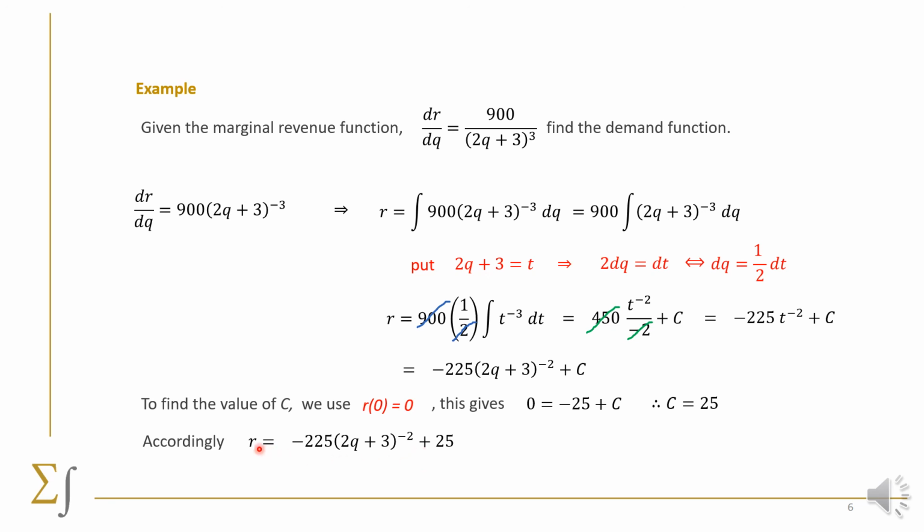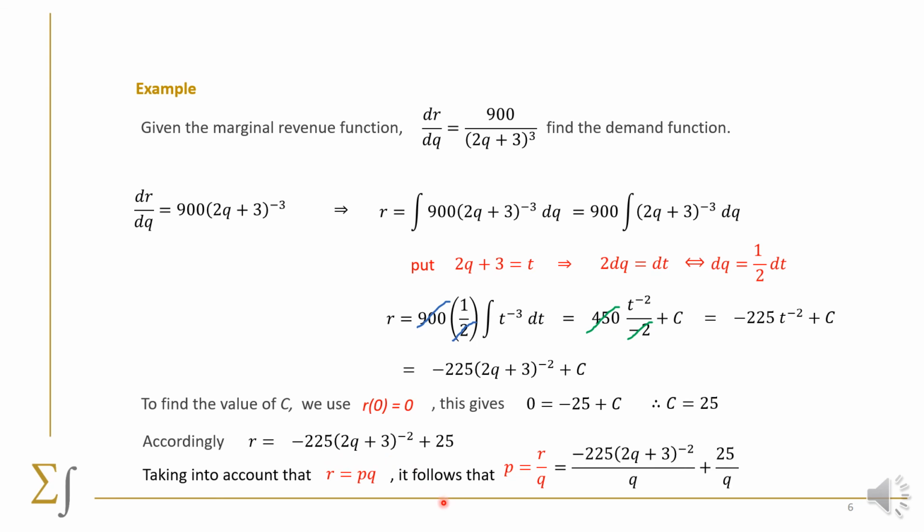And now we want the demand equation, so we replace this by PQ. We take into account that the revenue is equal to price times quantity, or equivalently, price is equal to revenue over quantity, R over Q. I take this R and I replace it with what I found here. So the demand function will be in front of us in this part. And I take the first over Q and the second over Q. This is giving us the demand function which is required.